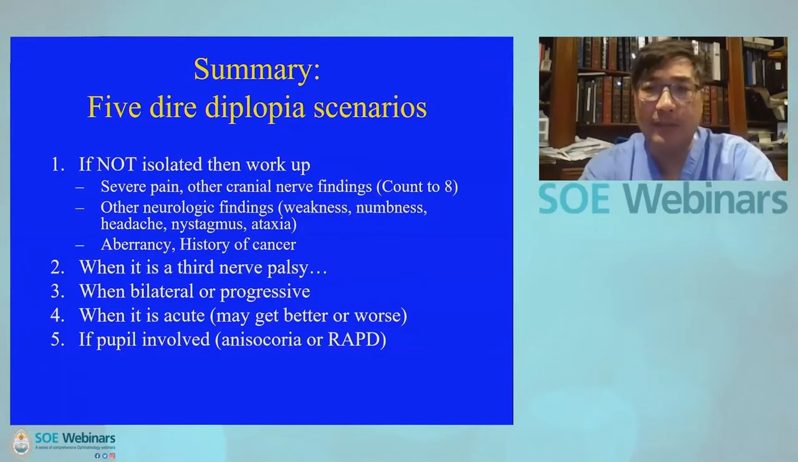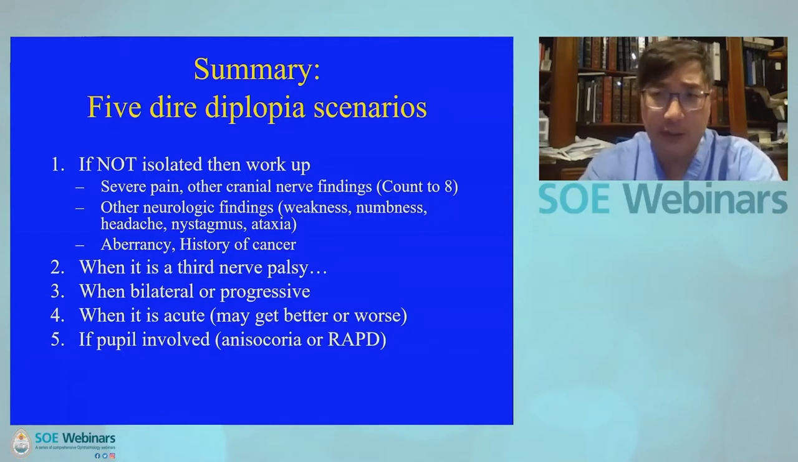And Lee's Peas: if the pupil's involved, and if you have anisocoria, small pupil, Horner syndrome, or big pupil, third nerve palsy, or you have RAPD, big pupil equals big problem.